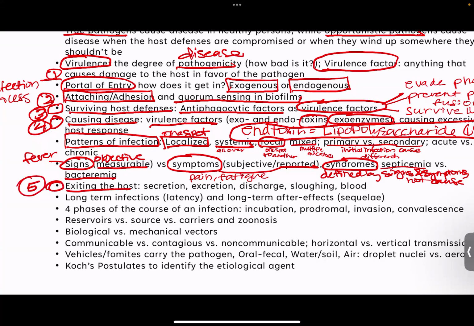And how we exit the host is pretty straightforward. You're secreted, excreted, or discharged, or you're sloughed off of the skin, or the blood is transmitted to somebody else. These are pretty straightforward. I'm not going to focus on this a lot.